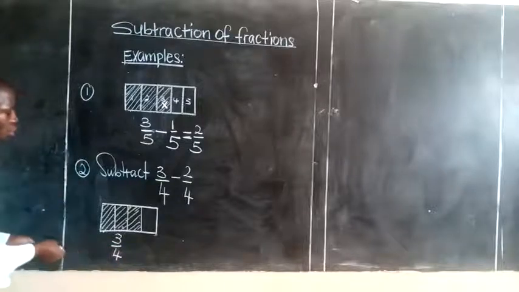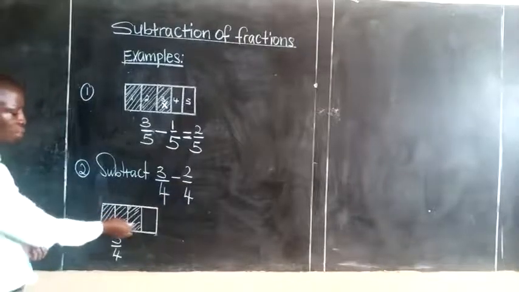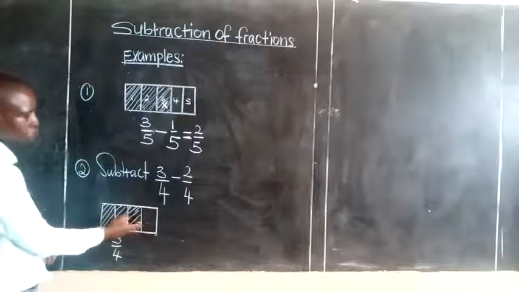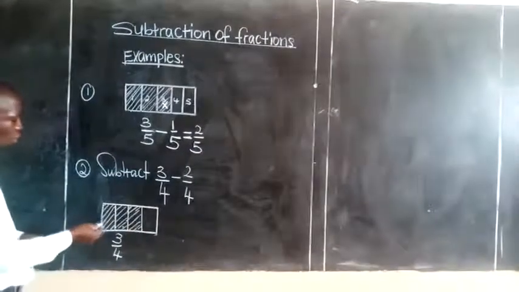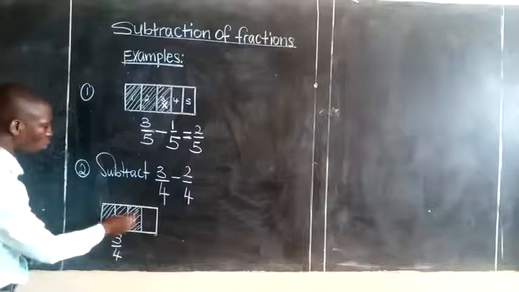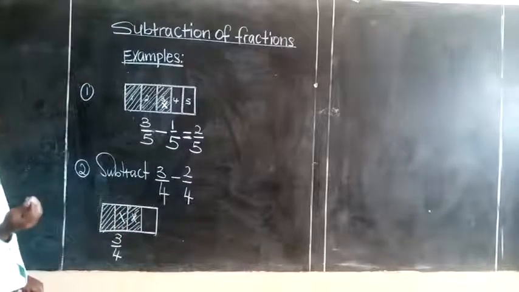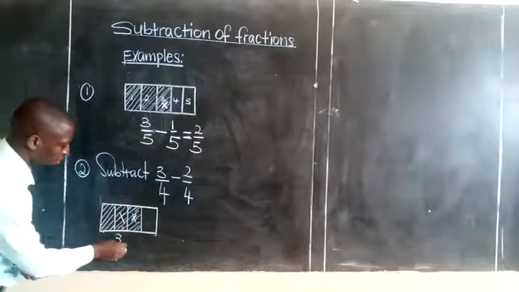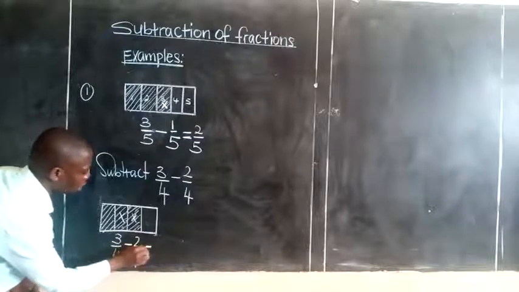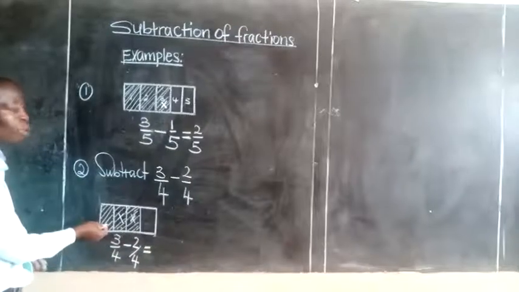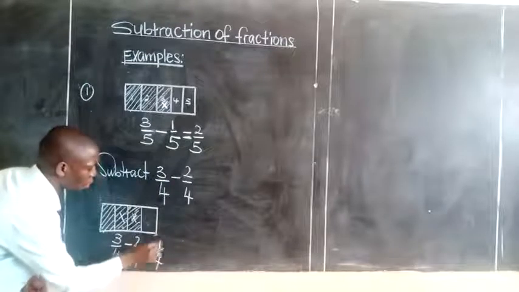And now they are telling you to subtract 2 out of the 4. The ones not shaded are not counted. We only deal with the shaded parts. So we shall subtract 1, 2. What are we remaining with? When we take away 2 out of the 4, we are remaining with 1 shaded part. So our answer is 1 out of 4.